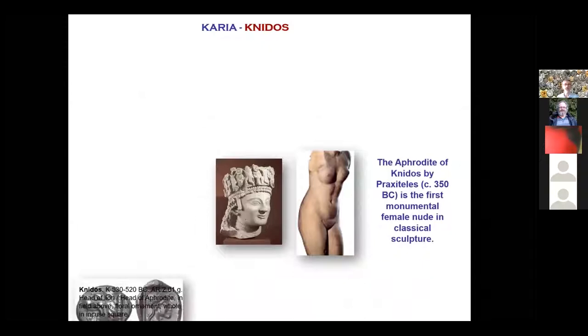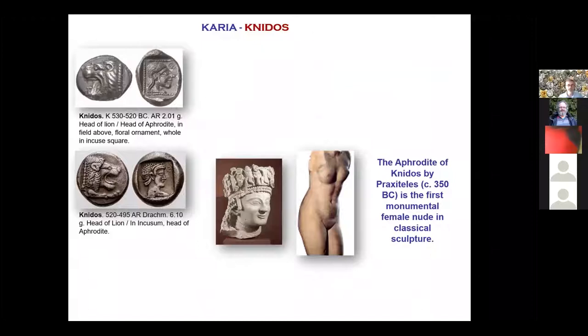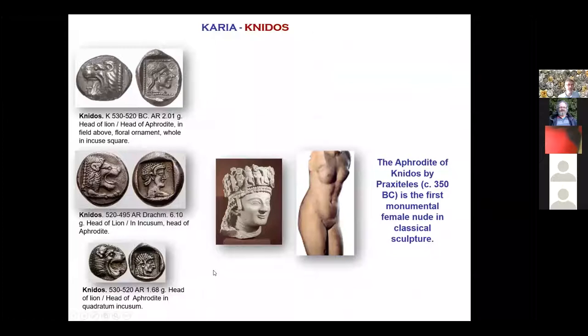Knidos in Caria was the famous town of Aphrodite, and from the beginning you see that Aphrodite is their accepted symbol on their coins. One side has the head of a lion, their allegiance with Miletus, and then on the other side they have Aphrodite.